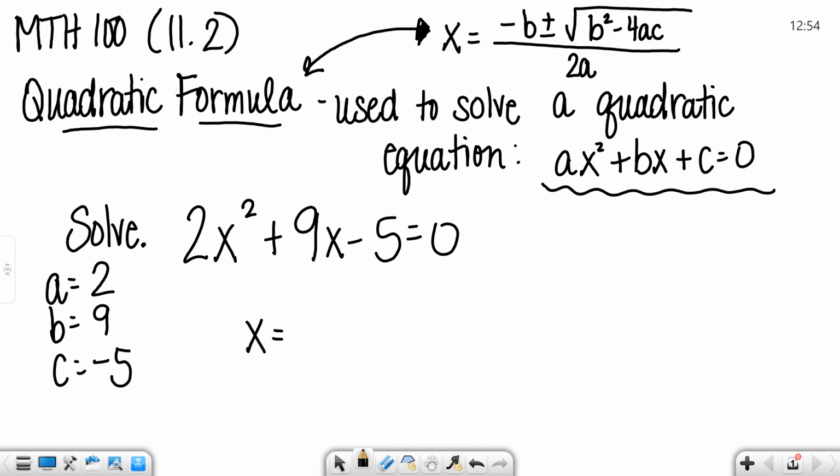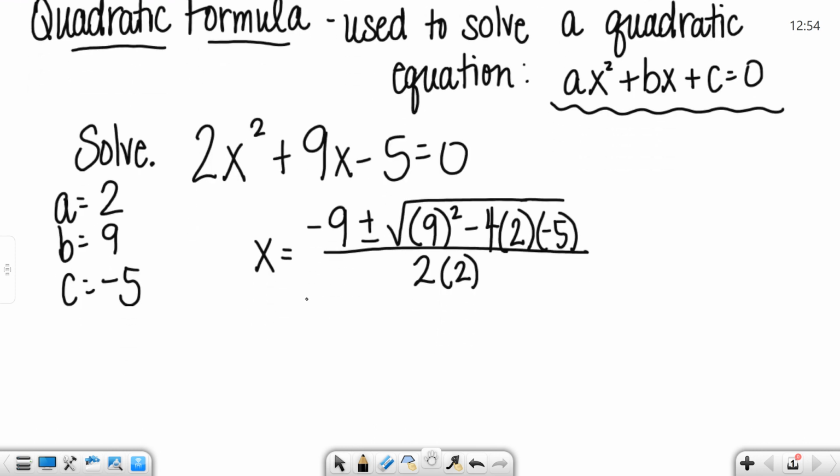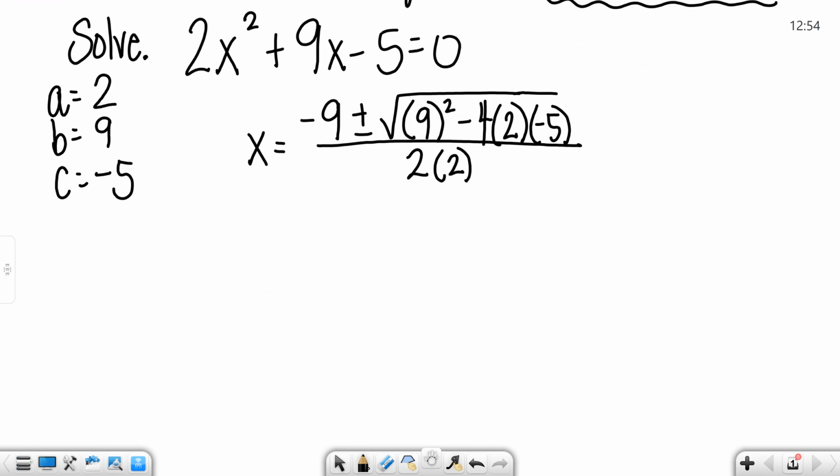because now I'm going to plug them into that formula. So x is -9, because it does say -b, plus or minus the square root of whatever your b value is squared, minus 4 times a times c. And then all of that is divided by 2 times the a value. So there's the first thing, actually plugging all of our values in where they belong. And now we just have to do all the arithmetic.